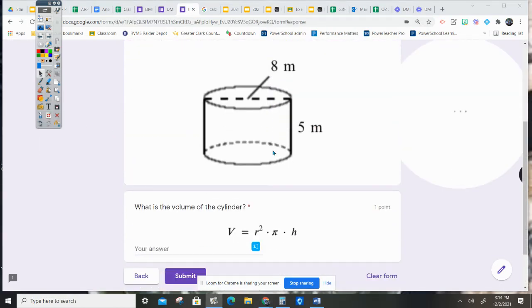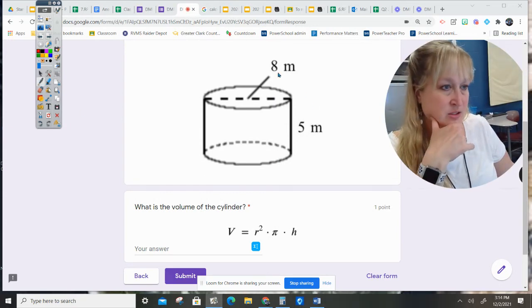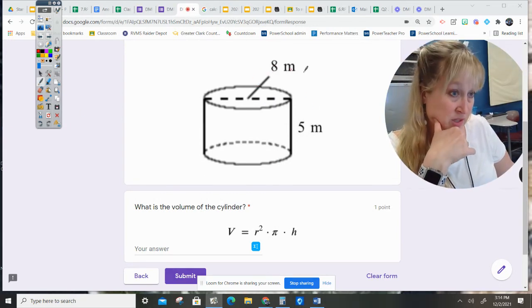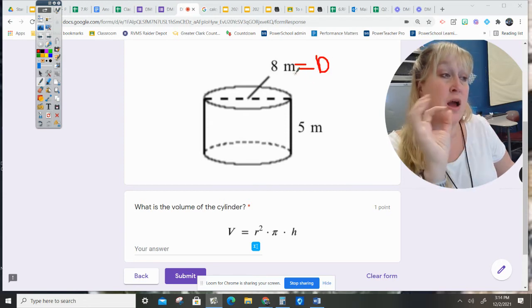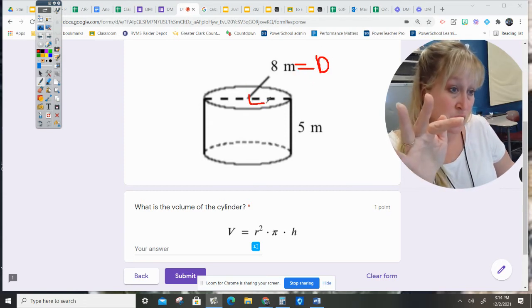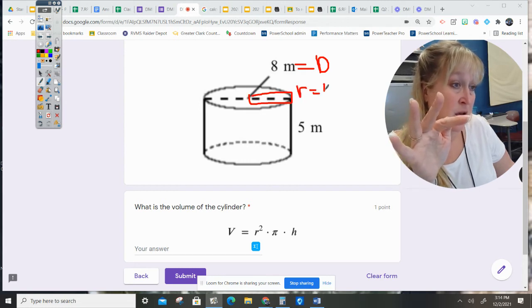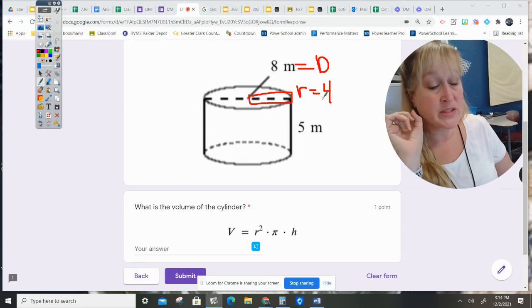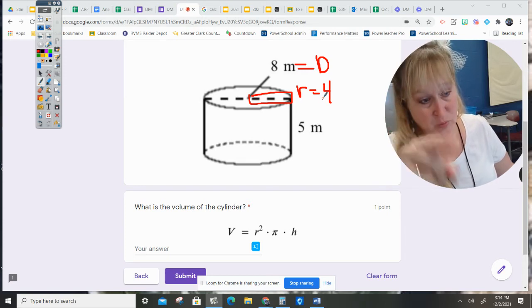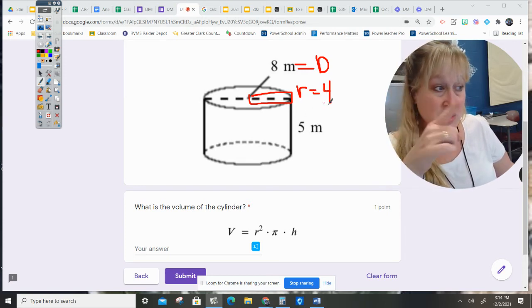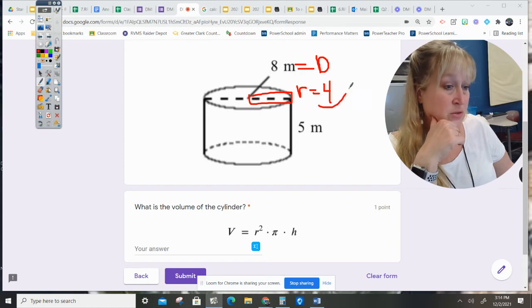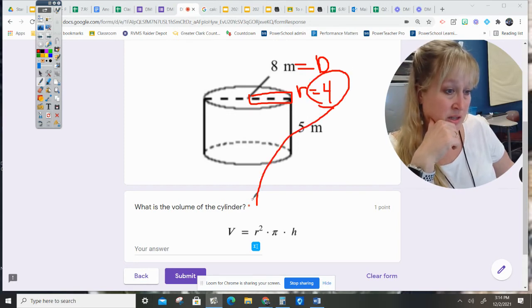We're going to find the volume of the cylinder. It tells me what the diameter is. So this is my diameter, but it does not want the diameter. I have to change it to the radius, which is only half of it. So radius is 4. If you're going to make a mistake on these, that is where. So make sure you think when you take your quiz. So I'm going to put this 4 here.